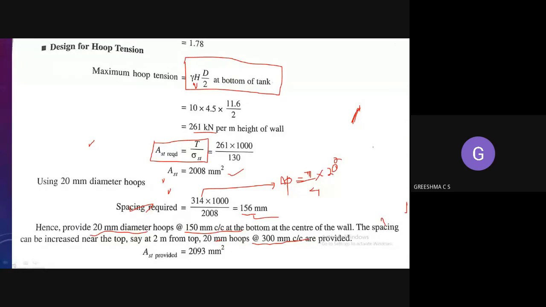But at the bottom portion, the force is more. So at the bottom portion there is no compromise. You have to provide the spacing as required, as mentioned in the IS code.